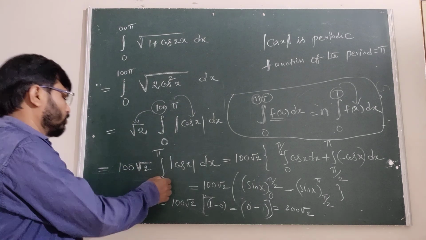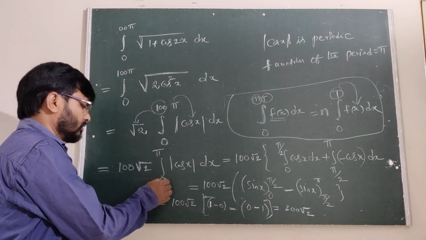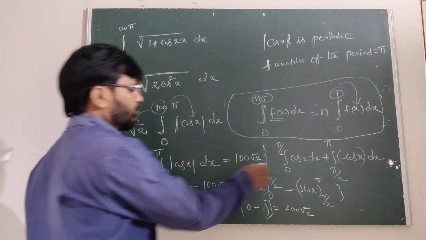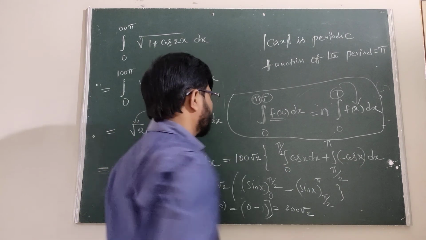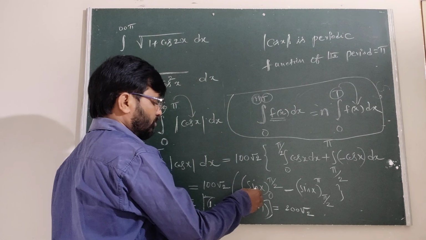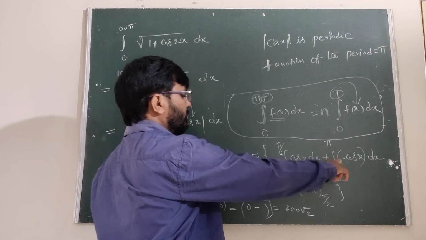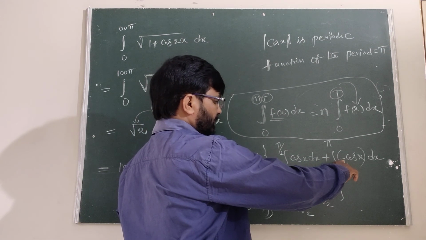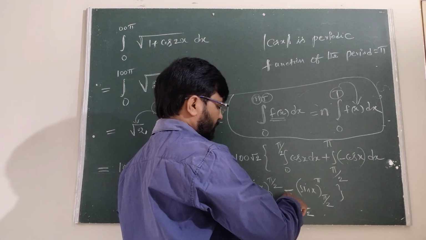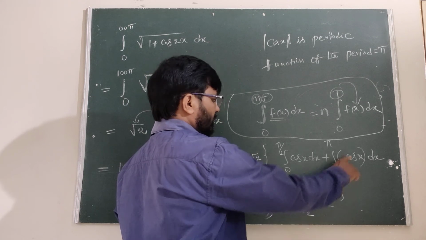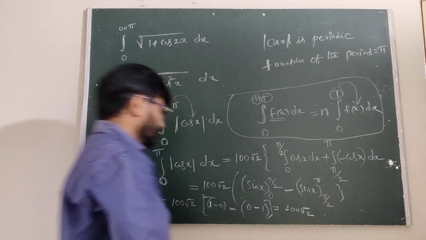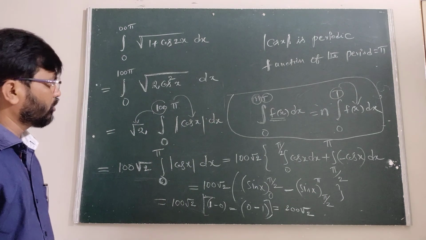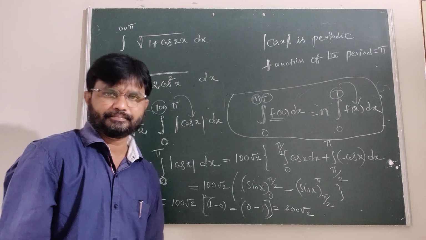In between 0 to pi, we know that in the first quadrant cos is positive, but in the second quadrant cos is negative. Integral of cos x, we know that is sin x. The minus on the right side can be written at the beginning or outside of the integral. Again the integral of cos x is sin x. This is 200 root 2. Okay.